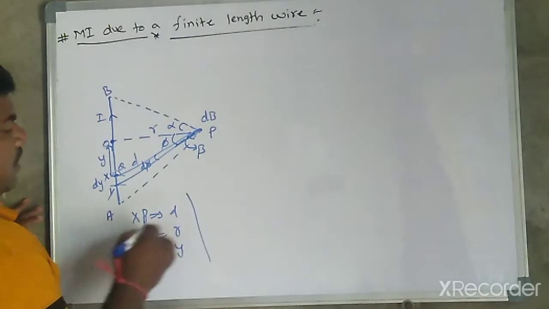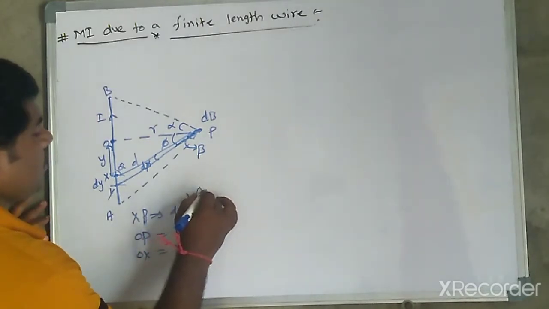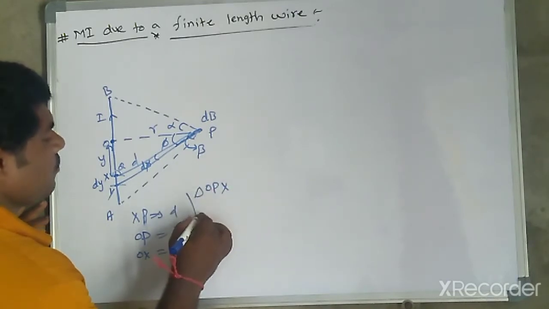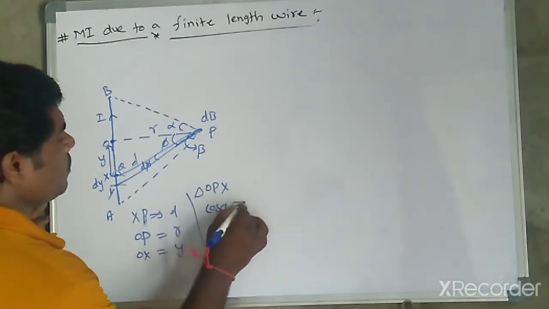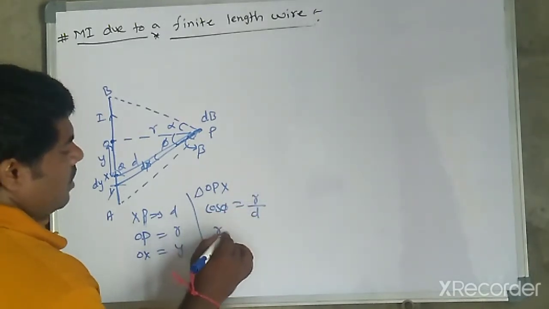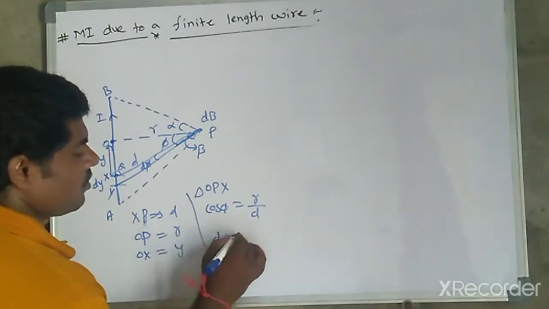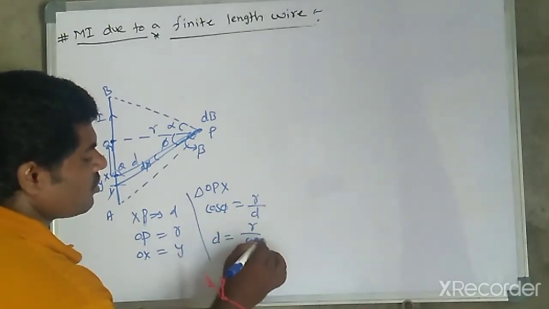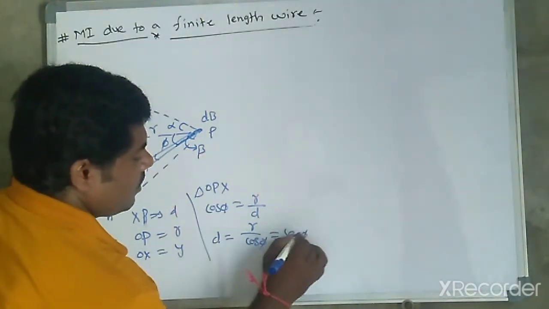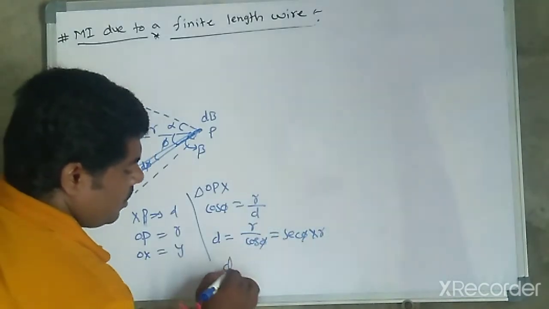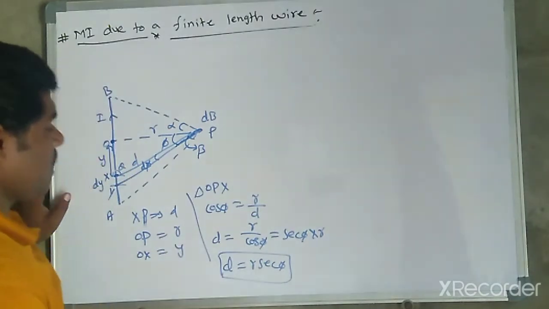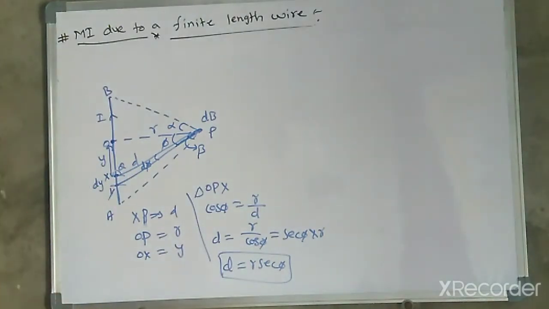From this triangle OPX, I am going to apply cos phi is equal to r divided by d. From this, d is equal to r by cos phi. R by cos phi is nothing but sec phi into r. So d is equal to r sec phi. So now this is the d value.